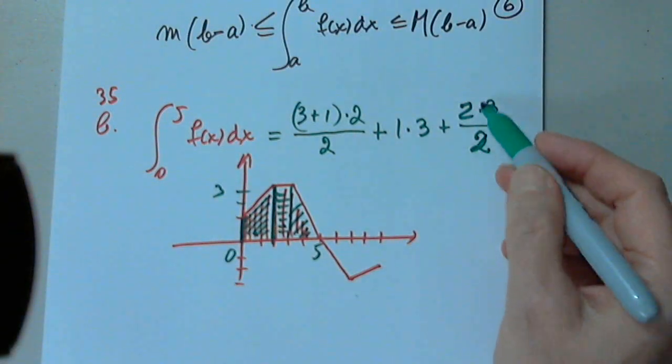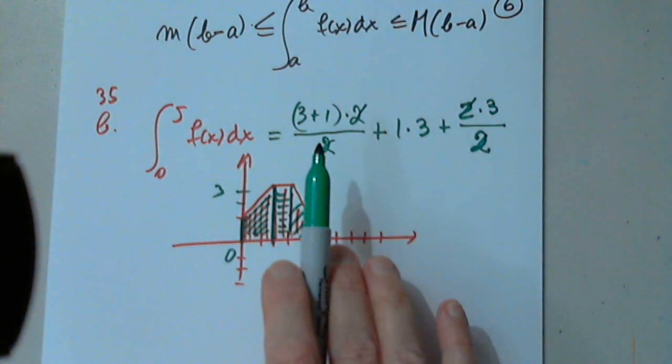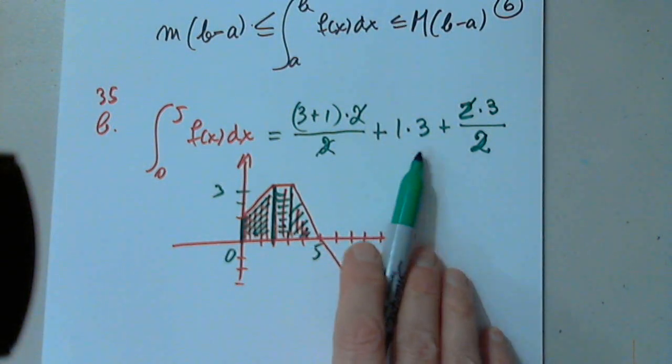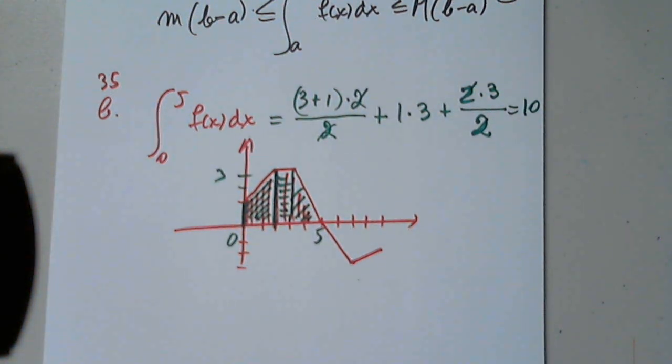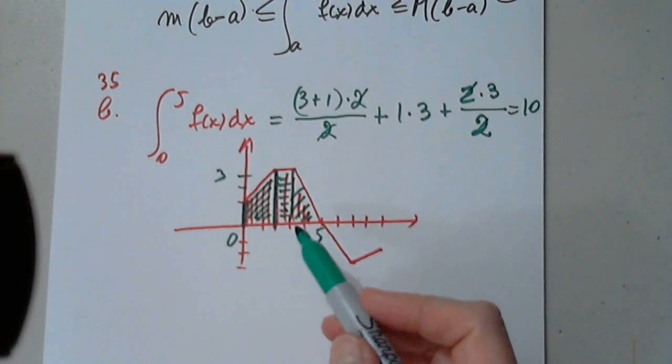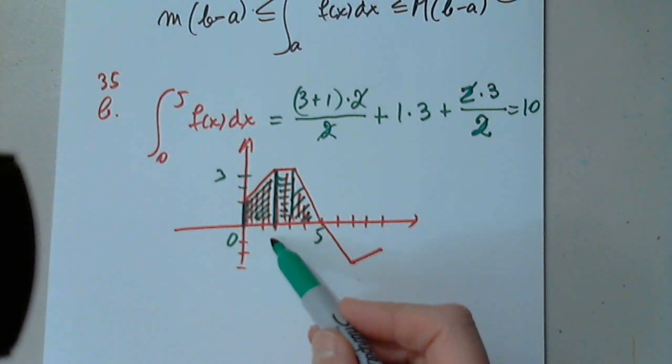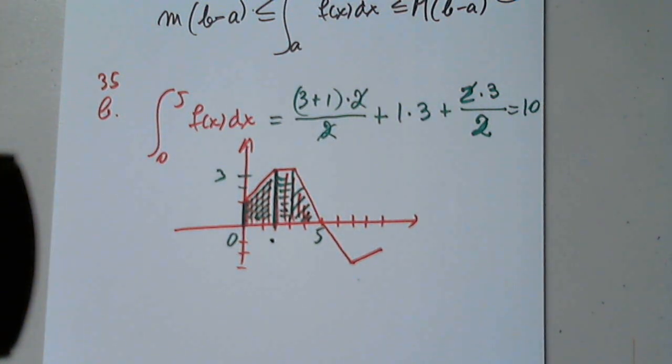So let's see quickly how much I get here. I get 4 plus 3 is 7. 7 plus 3 is 10. Now, if we want to continue with, let's say, the integral from 3 to 7, for example. So 1, 2, 3, let me see the graph again. Okay, 2 and 3, this is 3, and this is 2, correct.